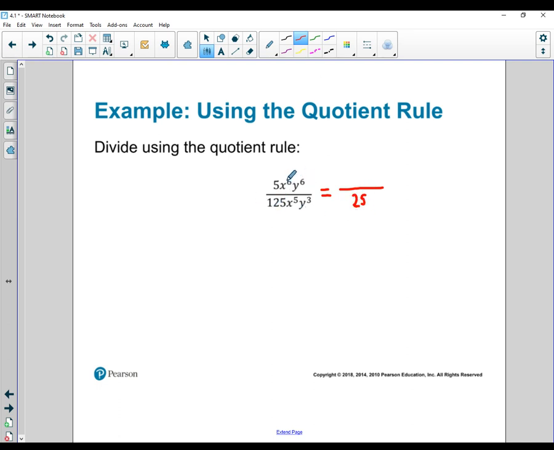Right. Because 125 is 5 times 25, so the 5's cancel. Now 5 of the x's here cancel with 5 of the x's there, and I'm just going to be left with a single x. And then 3 of the y's here cancel with 3 of the y's there, and I'm going to be left with 3 y's, or y to the third.